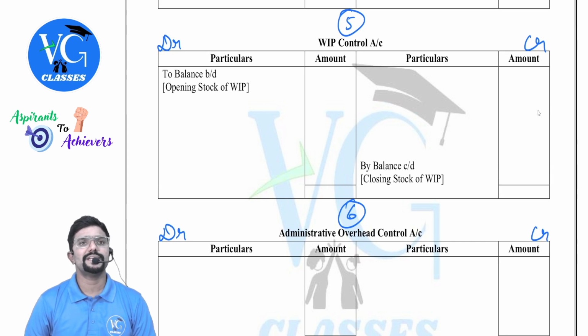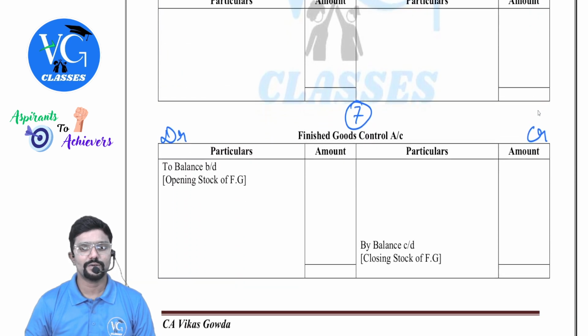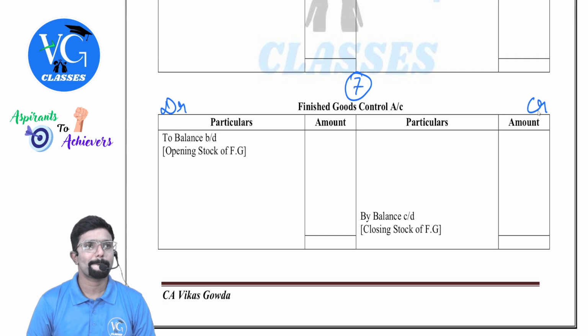WIP control account. Write it on the debit side: to balance brought down. Even this is an asset, so it will have a debit balance. Please see the respective names and pass it. This is just bringing down the opening balances. That's all. To balance brought down, opening stock of WIP. Next, come to the finished goods control account. To balance brought down, opening stock of finished goods.